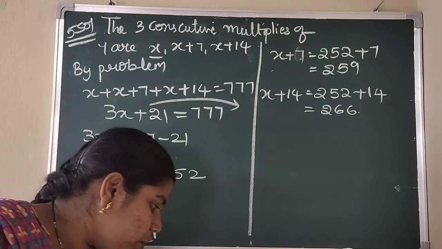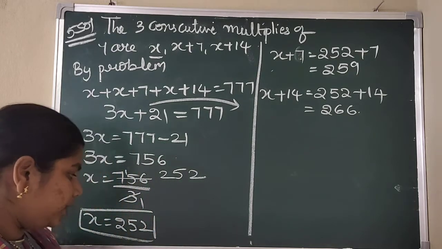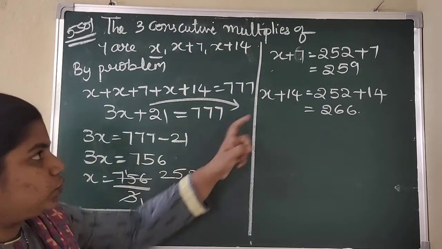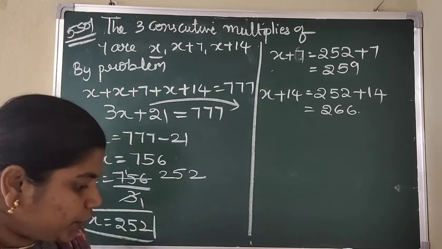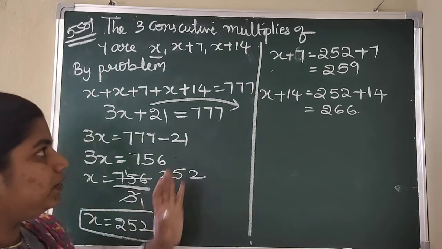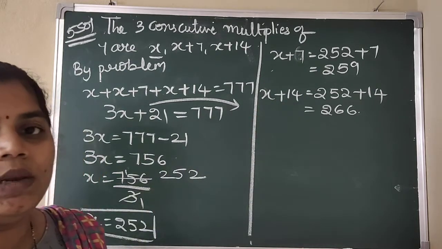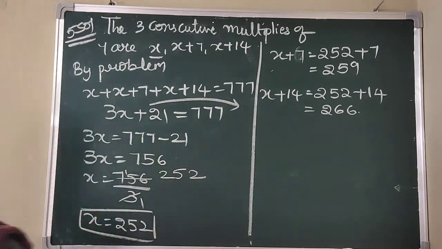So what we got? We got the answers as first one is 252, second one is 259 and last one is 266. So if you add these 3, the result will be 777. So this is our fifth solution.